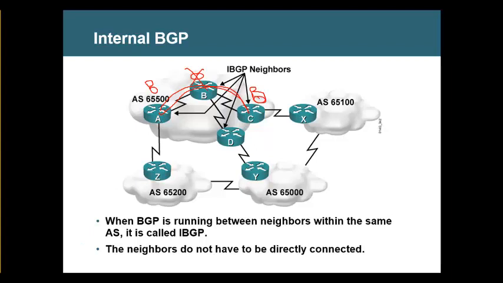So when BGP is running between neighbors within the same autonomous system, it's called IBGP, Internal Border Gateway Protocol. The neighbors do not have to be directly connected. For eBGP, they need to be.